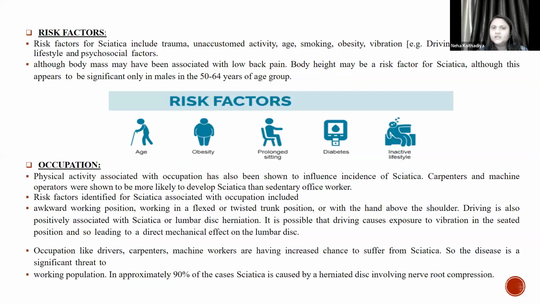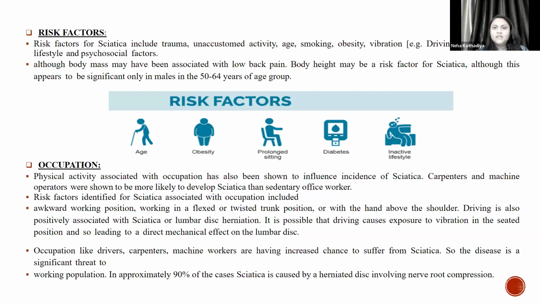Now the risk factors. What are the risk factors for causing this condition? As we all know, first of all, age. Second is obesity. Third is prolonged sitting. Fourth is diabetes. Fifth is a sedentary or inactive lifestyle. Risk factors for sciatica also include any traumatic condition, road traffic accident, or any kind of trauma to the back or spine.